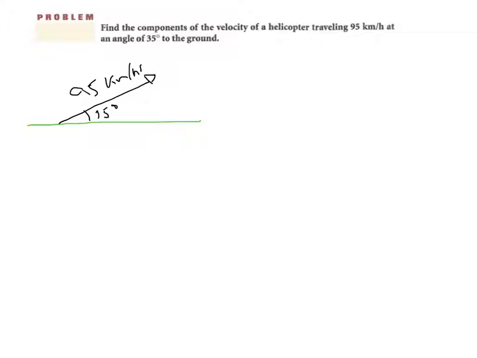Okay, so we've got this vector of 95 and the angle of 35 degrees. It says find the components, so we need to find the x and the y. I'm going to draw those in, in red and black. The y component, this is right here, this is v subscript y. And we'll do the x component in blue. So this is v sub x.